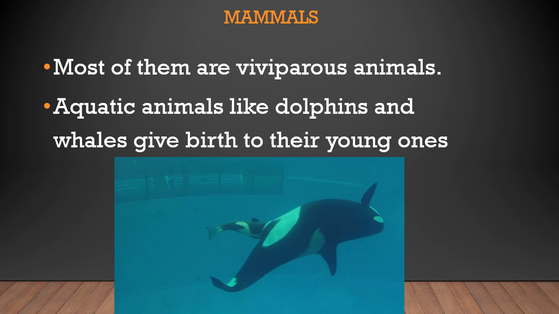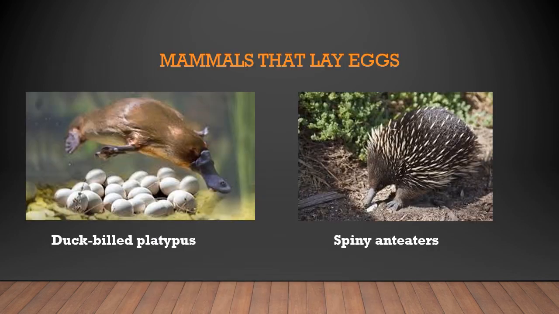Usually all the fishes lay eggs and the baby is hatched out of the egg. But dolphins and whales, because they belong to the category of mammals, give birth to their young ones like all the other mammals. Now the mammals that lay eggs. In mammals also there are animals which lay eggs, that is the duck-billed platypus and spiny anteaters. These two are exclusively different kinds of mammals which lay eggs instead of giving birth to their young ones.